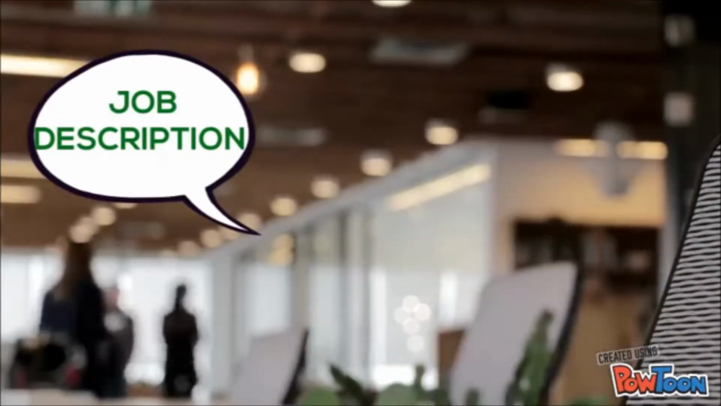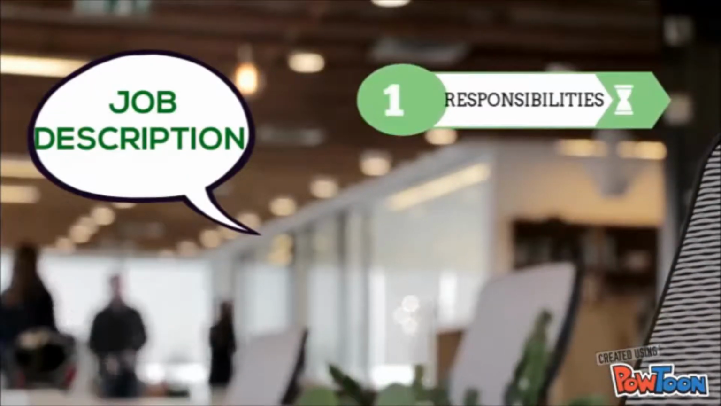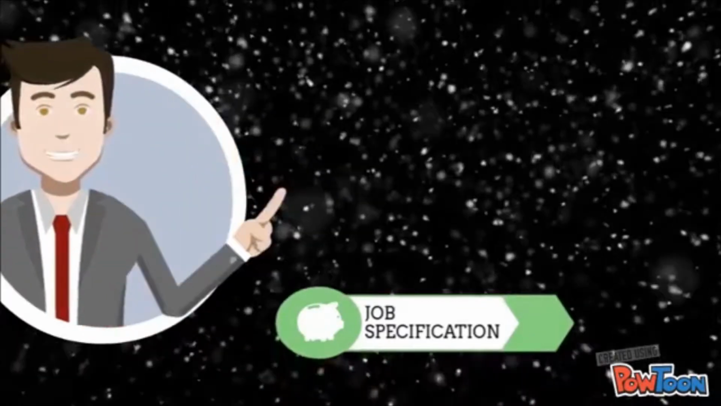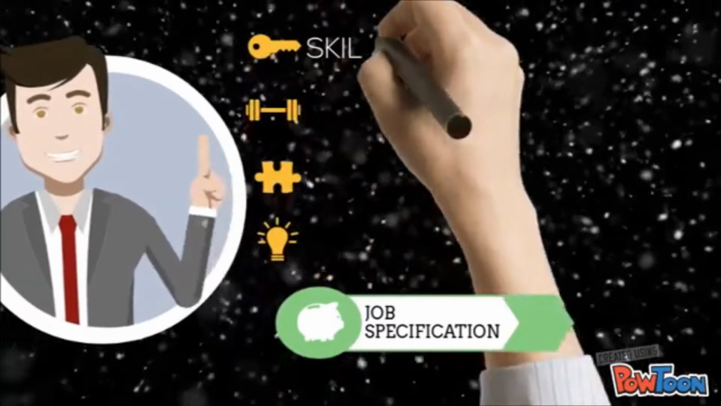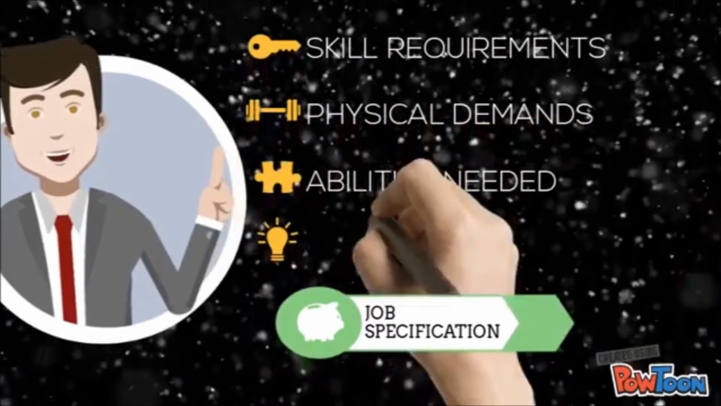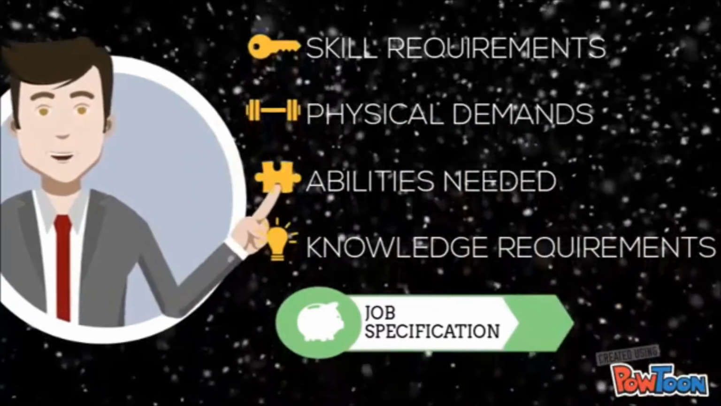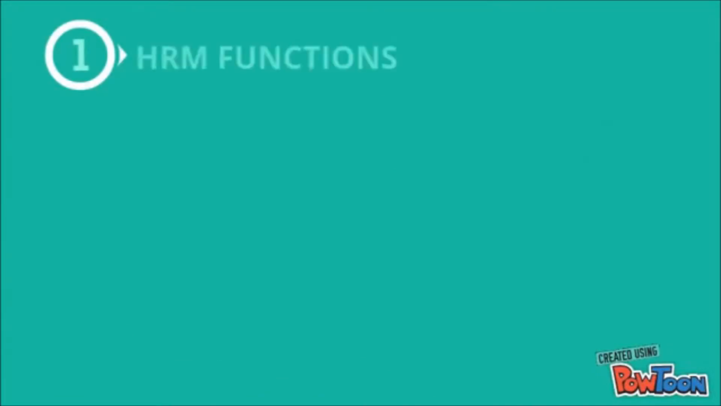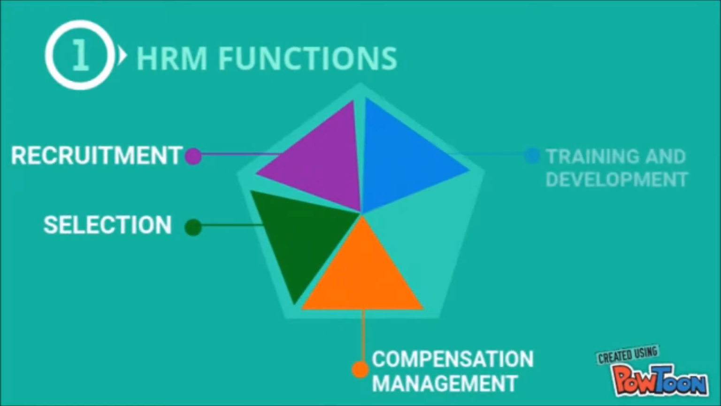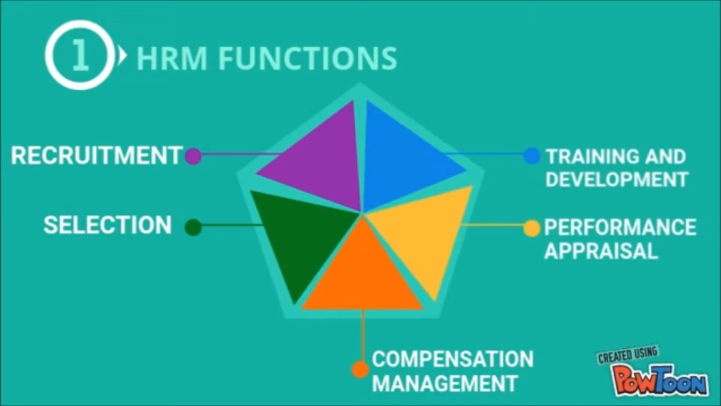The job description contains three elements, which are first, responsibilities, second, tasks, and third, duties. The last one is job specification, which contains skill requirements, physical demands, abilities needed, and knowledge requirements. Thus, the job description and job specification can be used for HRM functions, which are recruitment, selection, compensation management, training and development, and also performance appraisal.